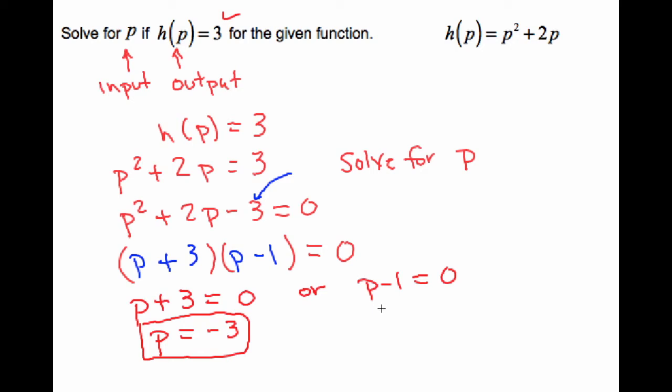For p minus 1 is equal to 0, I'll add a 1 to both sides of the equation. This gives us p equals 1. That is the other input for an output of 3. So what are the two values of p, where h of p is equal to 3? Those two values are p is negative 3 or p is 1.